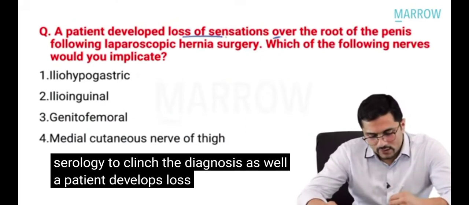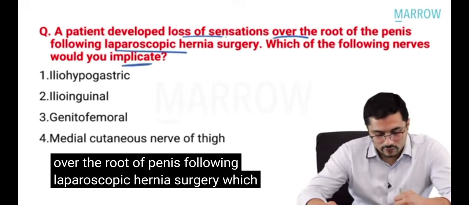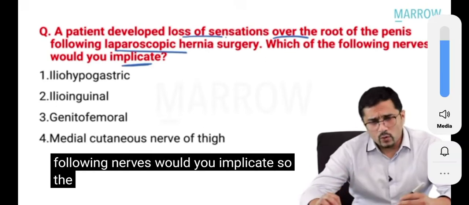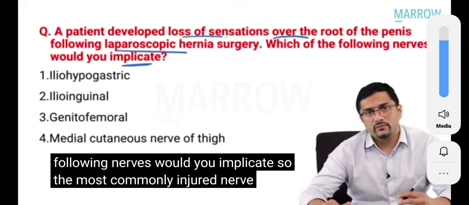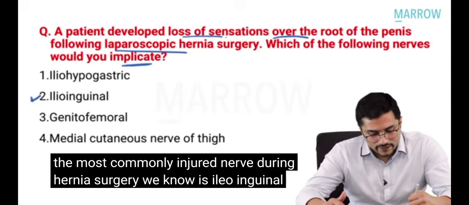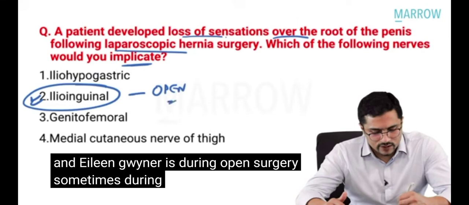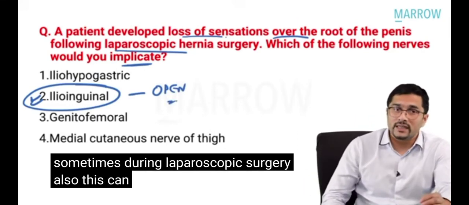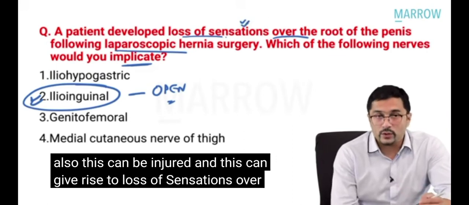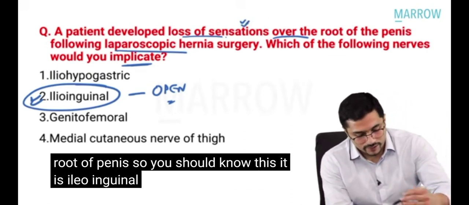A patient develops loss of sensations over the root of penis following laparoscopic hernia surgery. Which of the following nerves would you implicate? So, the most commonly injured nerve during hernia surgery we know is ilioinguinal, and that is during open surgery. Sometimes during laparoscopic surgery also this can be injured, and this can give rise to loss of sensations over the root of penis. So, you should know this, it is ilioinguinal nerve.